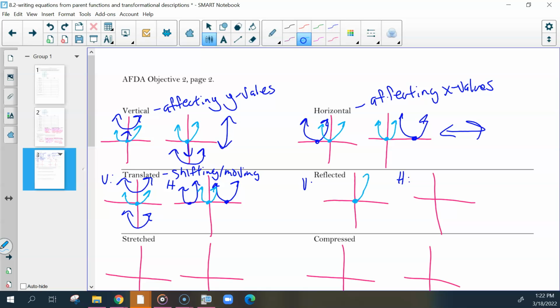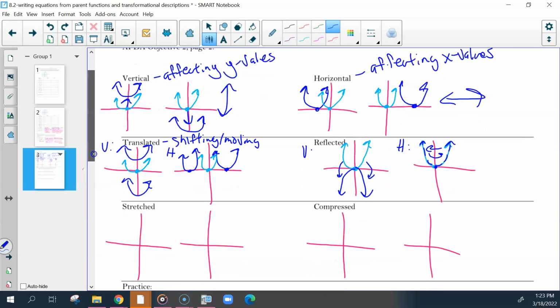So if this is the original, reflected vertically would be upside down. Horizontally would overlap this because we can't really see the horizontal unless it's moved, because we're really taking it and going around the y-axis.